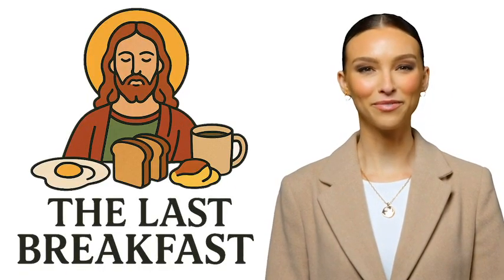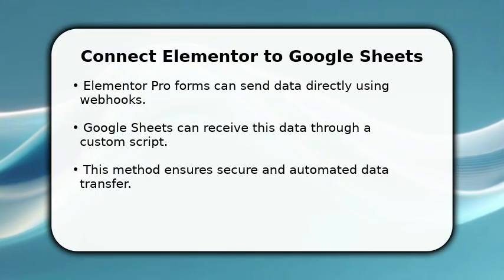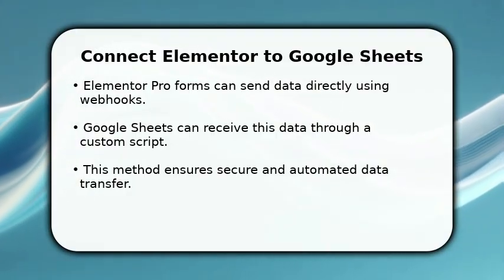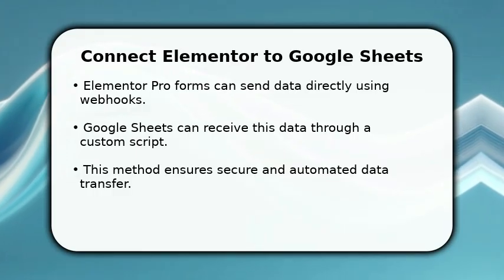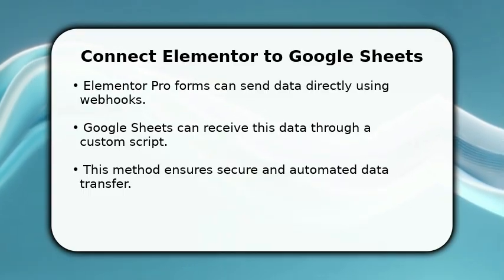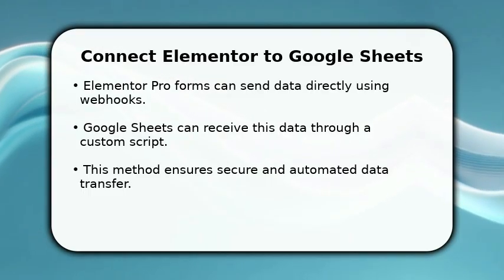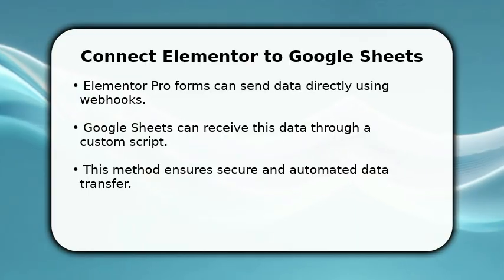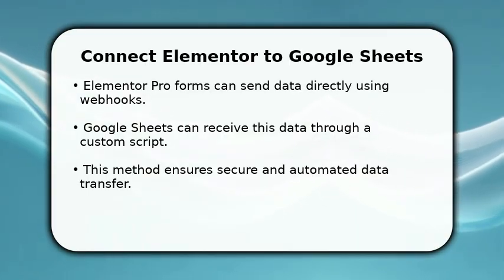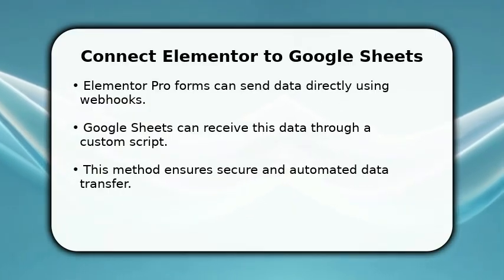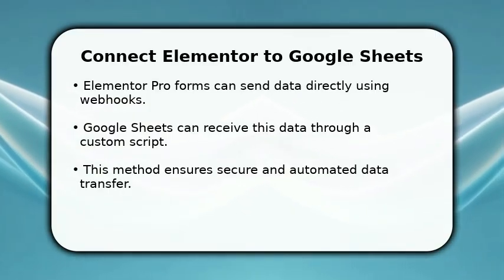In this video, I will explain how to connect your Elementor forms directly to Google Sheets. This powerful integration allows you to automatically capture form submissions without any manual effort. We'll use Elementor Pro's built-in webhook feature alongside a simple Google Apps script. This ensures a seamless and efficient data flow, making your data collection process much smoother. You'll need an Elementor Pro license and a Google account to get started with this straightforward setup.